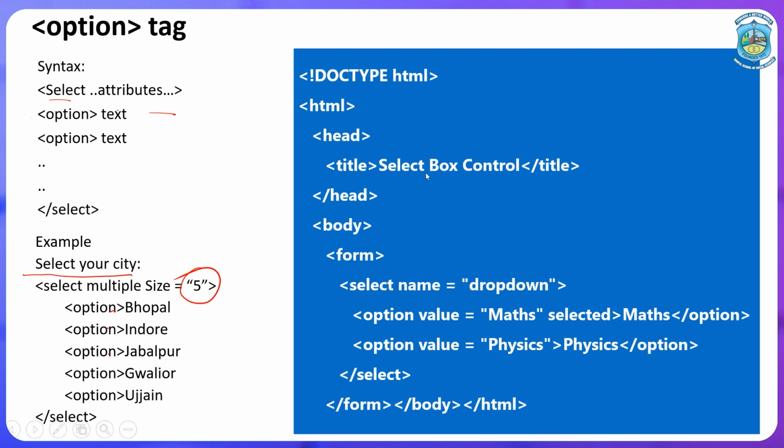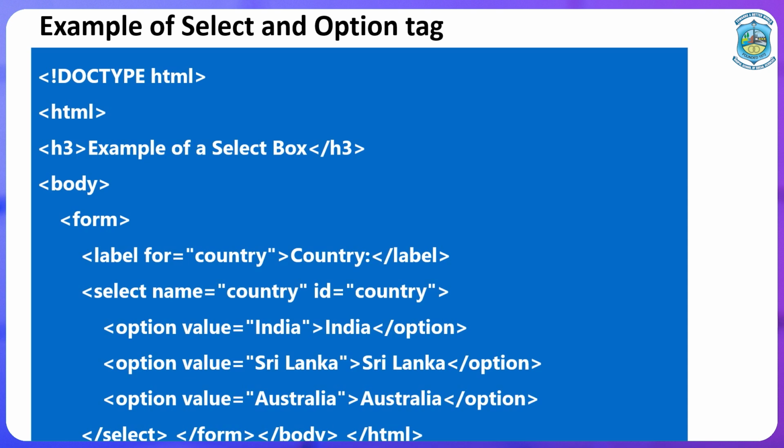So, this is the example coding here: form, select, and the name I have given is drop down. Then there are two options, the first option value is maths and the second one is physics. This is another example, for selecting a country. I have used two attributes here, name and ID, and three options are used, with values India, Sri Lanka and Australia.